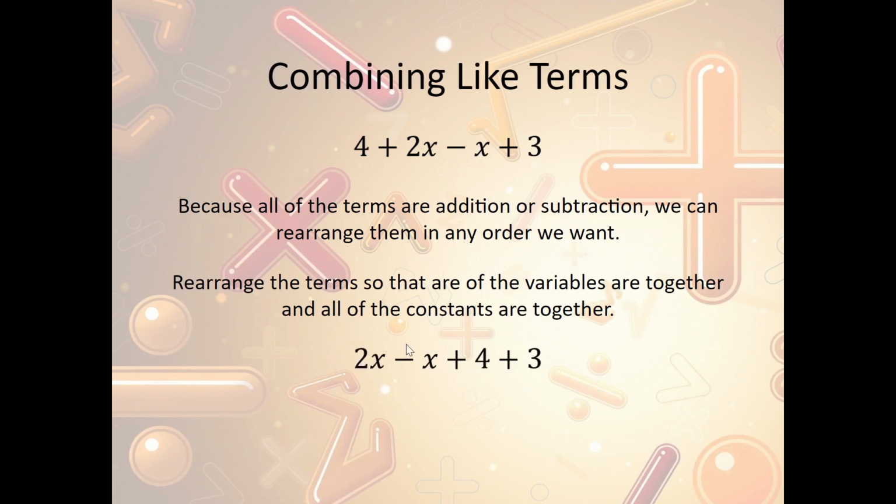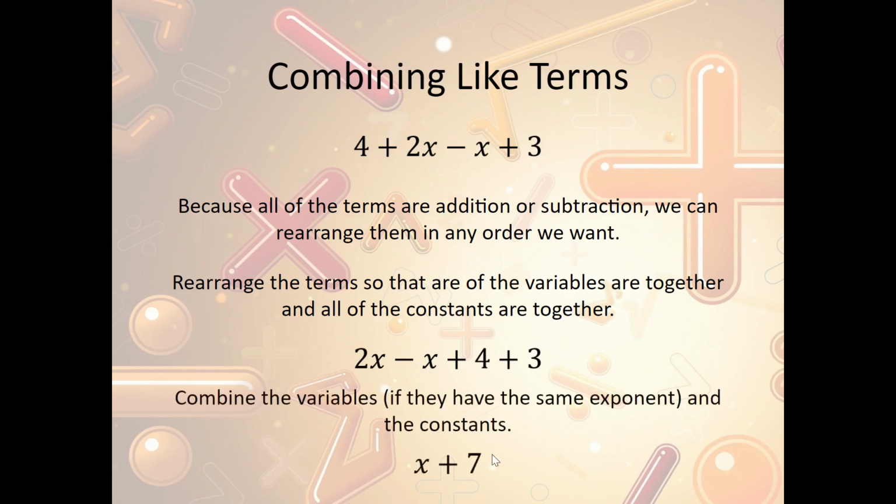Now we can say 2x minus x is x, because that's really 2x minus 1x. So we can subtract the coefficients. 2 minus 1 is 1. And then we can add the constants. 4 plus 3 is 7. So we get x plus 7.